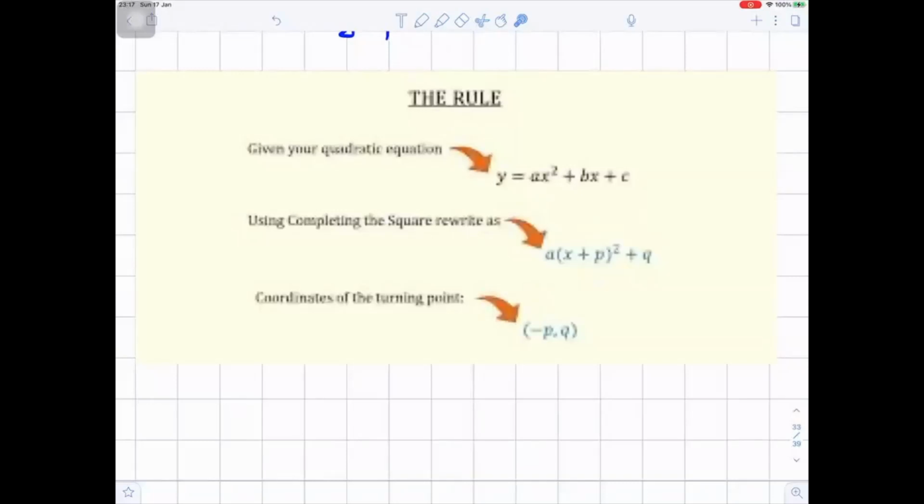So this is the rule to get the turning point. If you have a quadratic ax squared plus bx plus c, after you complete the square, when it looks like this, a bracket x plus p all squared plus q, the coordinates of the turning point would be minus p and q. So that's why we got (2, minus 13) for the turning point.